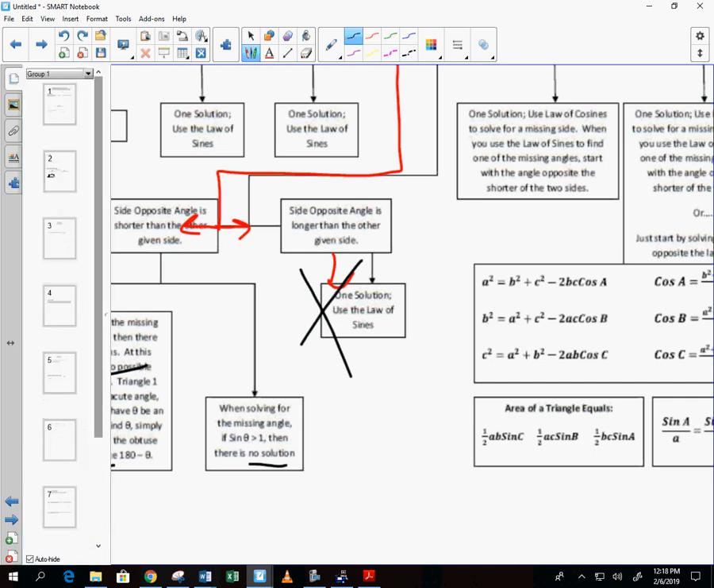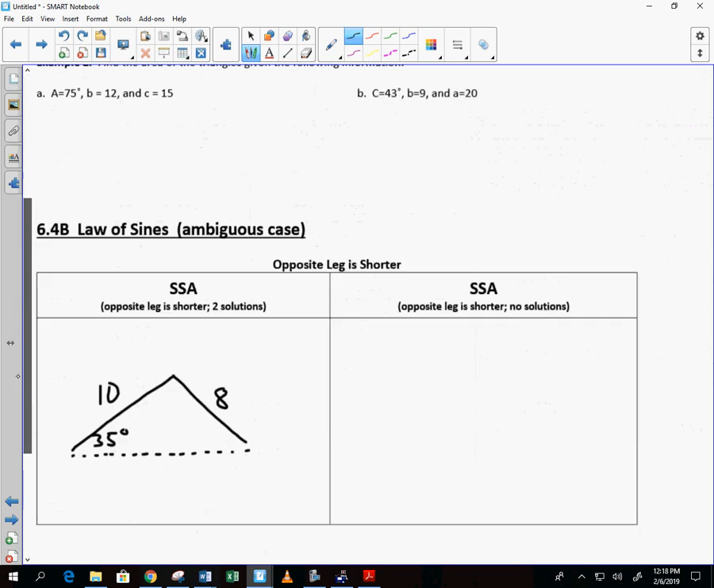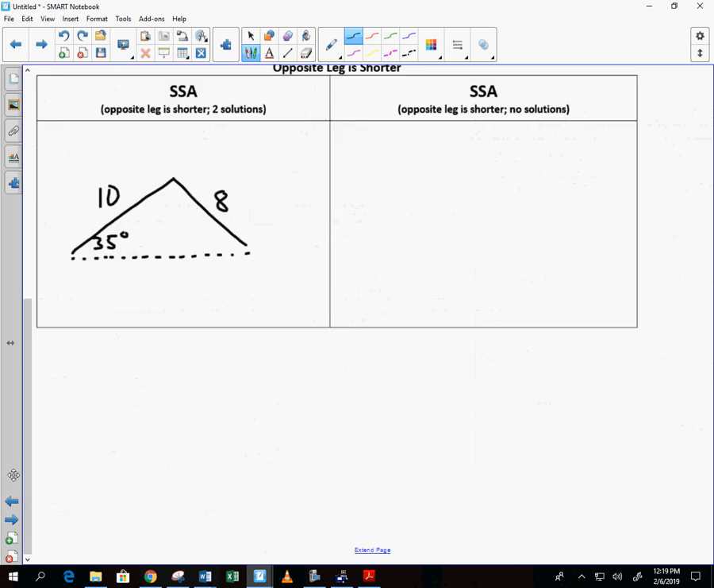So if you examine this, it says that the side opposite the angle is shorter than the other given side. Watch what I can do. This is the best way to view it from a geometrical standpoint. I got 8. Watch what I can do with this. I cannot change the length of 8, 10, or the angle of 35. Neither one of those will change. And I'll create a new triangle.